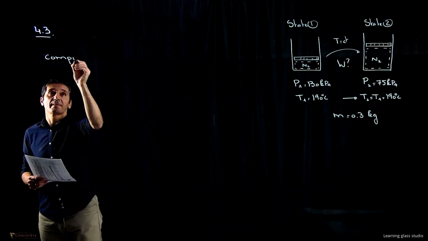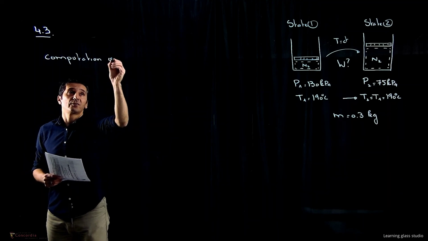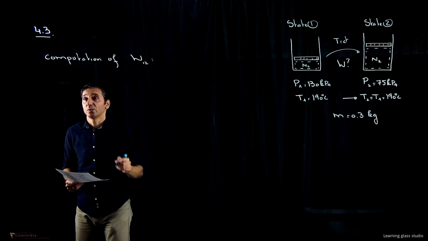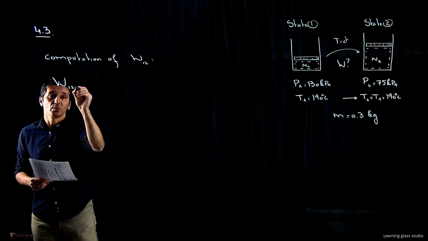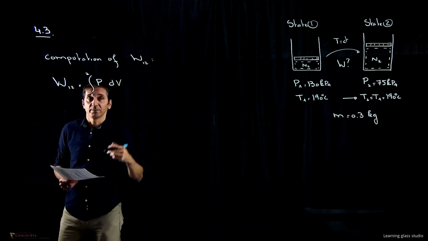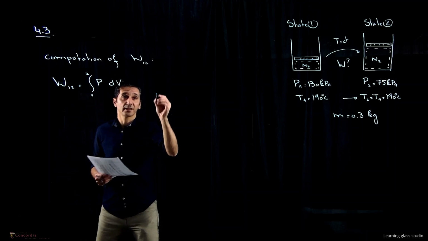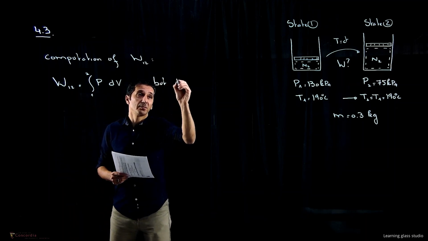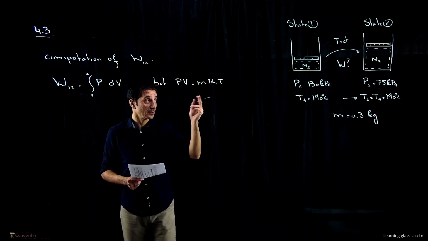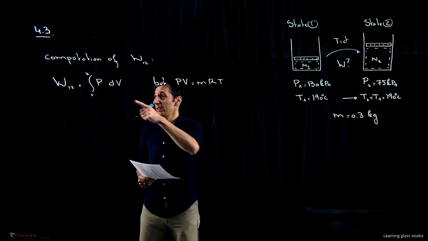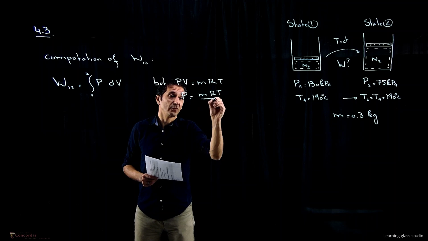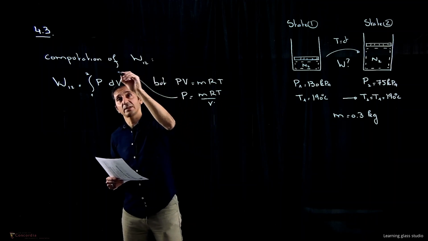So, computation of the work W1,2. So what do we know? We know that the work W1,2 is equal to the integral from 1 to 2 of P dV, right? But here we are dealing with an ideal gas. So PV is equal to mRT. R is the gas constant for nitrogen. So therefore we can write that P is equal to mRT over V, that we can plug here.